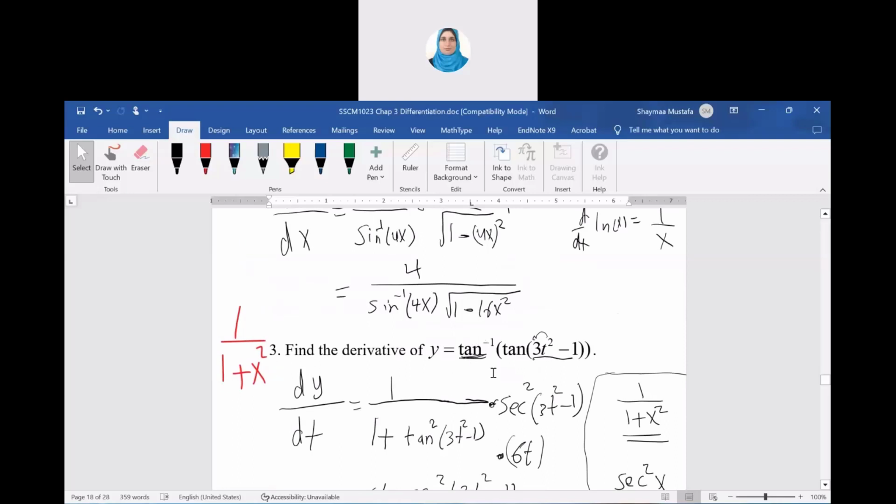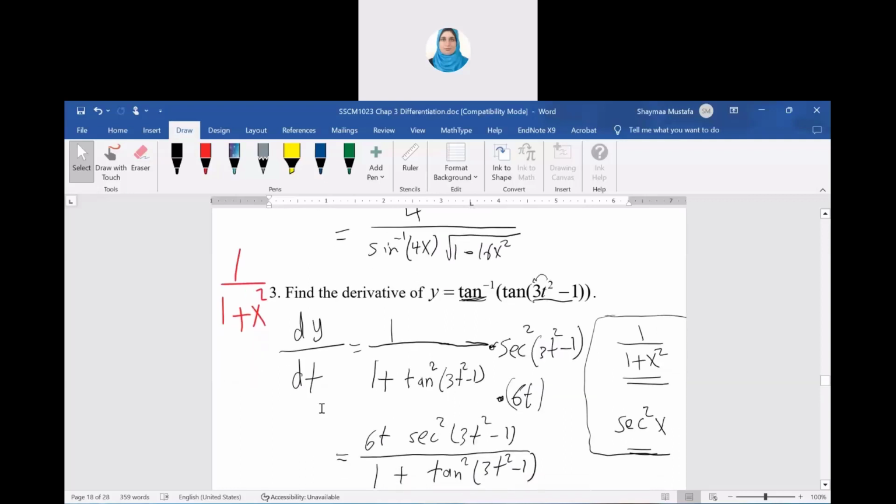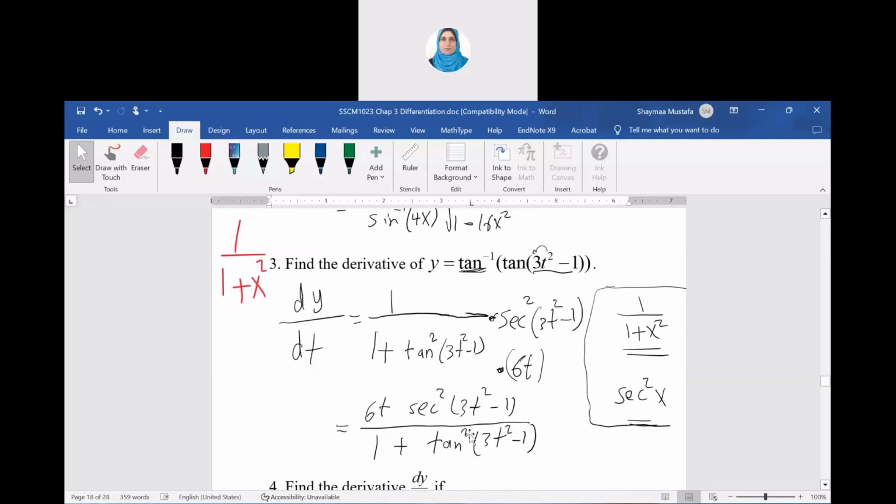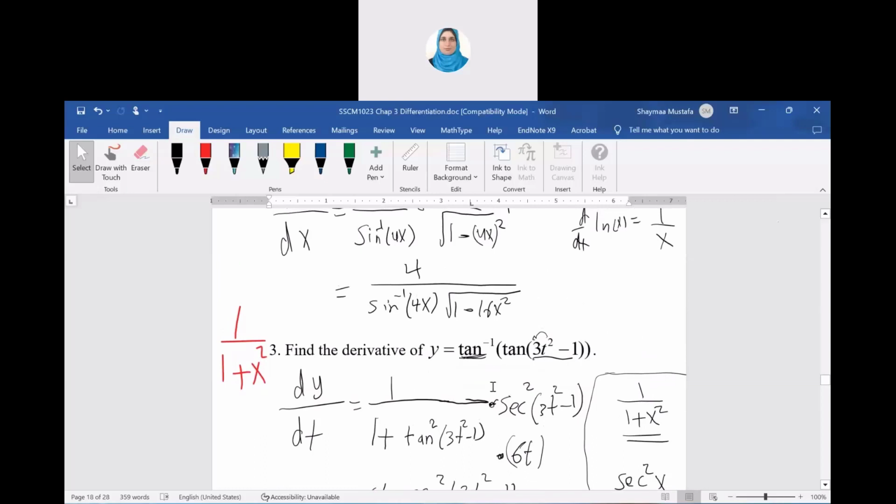So this is dy over dt. We start from tan inverse, 1 over 1 plus x squared, which was 1 over 1 plus, instead of x squared, tan squared of (3t squared minus 1). Then multiply by the derivative for tan, which is sec squared of (3t squared minus 1). Then multiply by the derivative inside, which is 6t. So this is dy over dt. So what about if I cancel tan inverse with tan? Do you agree or not?